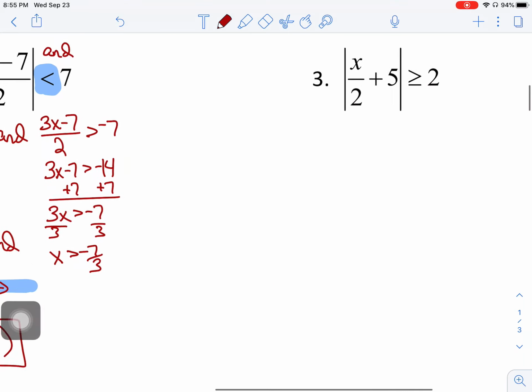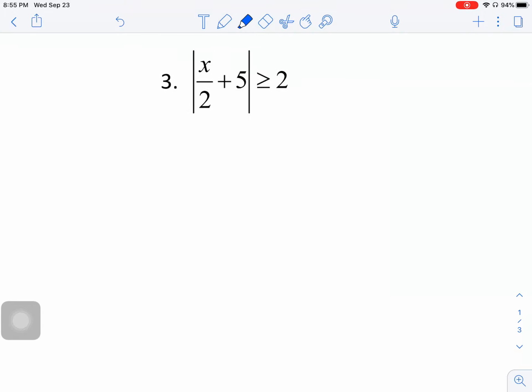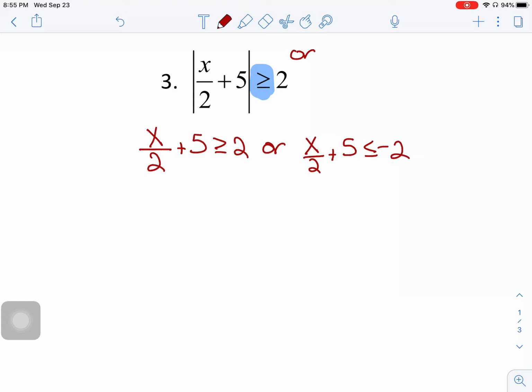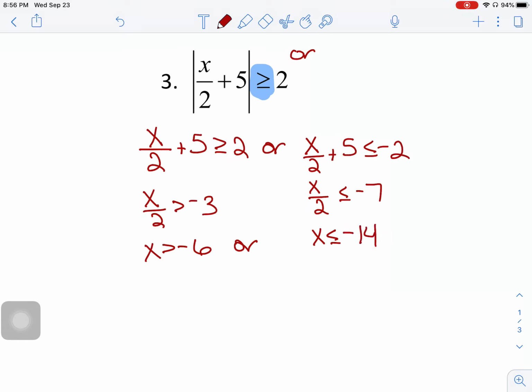All right, moving on to number 3. Okay, we're going to check out the inequality sign first. Inequality is greater. All right, so this is an OR graph. The same process, though, applies to breaking up the two inequalities. So x over 2 plus 5 is greater than or equal to 2, or x over 2 plus 5 is less than or equal to -2. Okay, so I'm going to go ahead and solve these. So let's see, x over 2, I'm going to subtract 5 from both sides, so that should be -3. Multiply everything by 2, x is greater than -6, or I'm going to solve this one. So x over 2, subtracting 5 from both sides is -7. So multiply both sides by 2. X is less than or equal to -14.